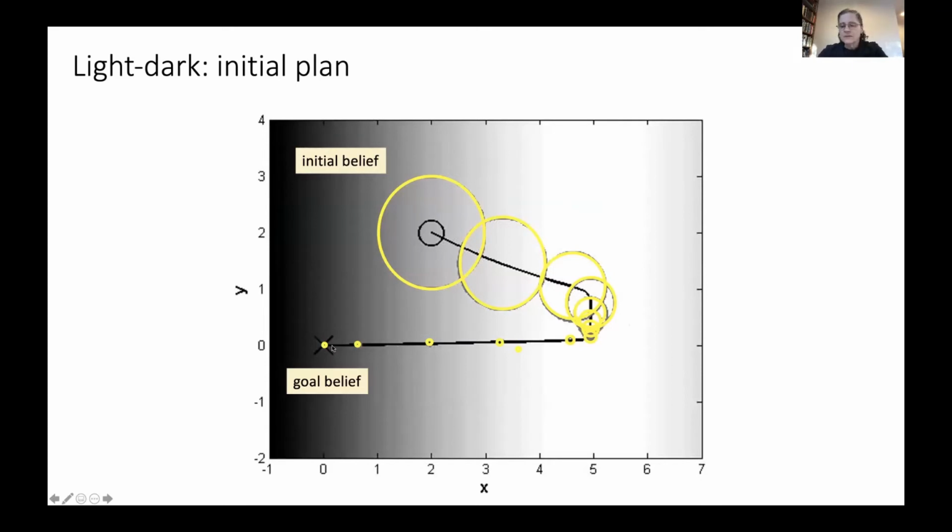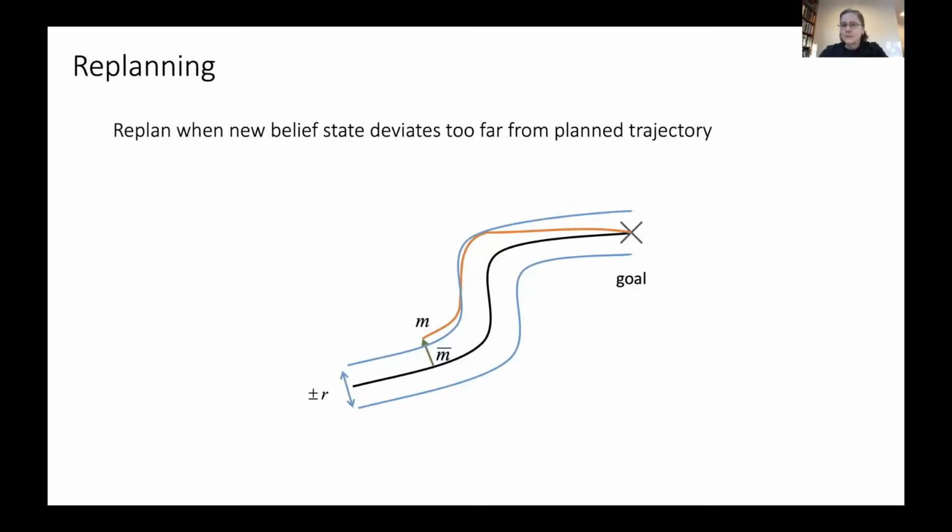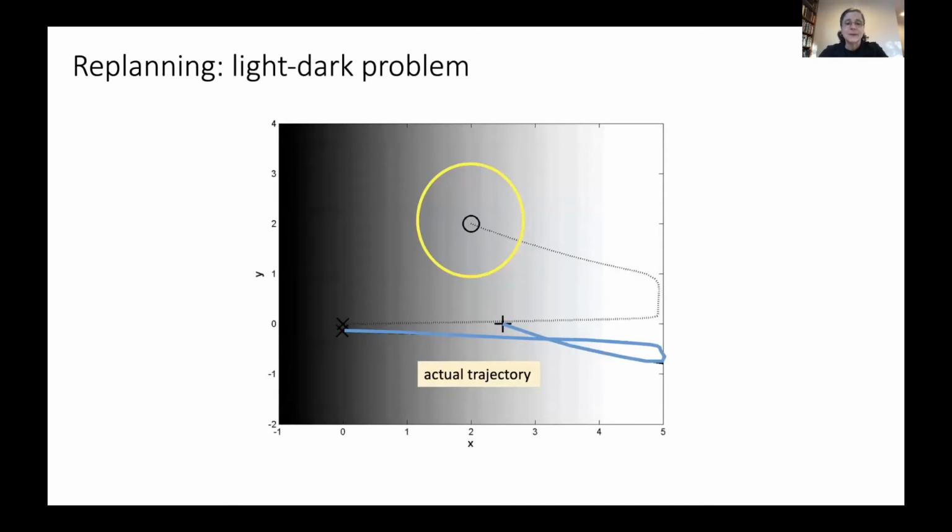Okay, but this trajectory was made under the assumption that we were always going to get an observation that confirmed, in some sense, our belief about where we were. But of course, that's not necessarily going to happen. So when we get observations, they might drive us off that trajectory. And if they do, then we need to replan.